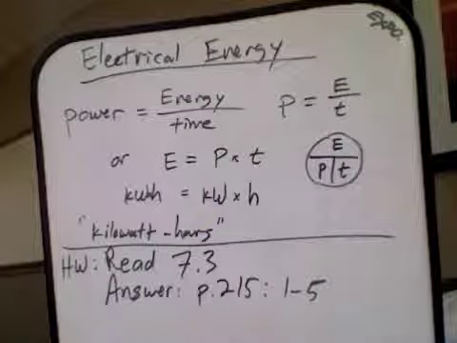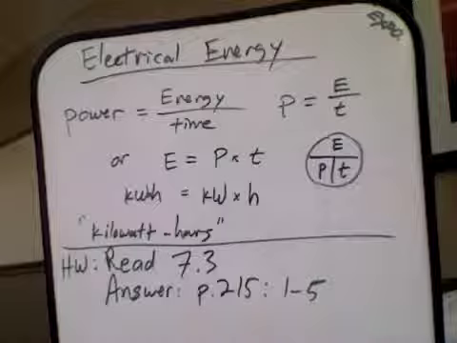So we talked about electrical power, and power is basically the rate at which energy is used. How fast do you use energy? So you can use that to figure out the energy if you know the power. Power is energy over time, the rate of energy use. So energy is power times time.